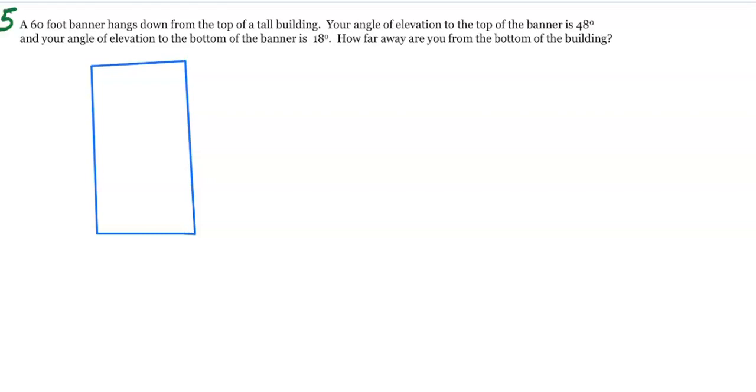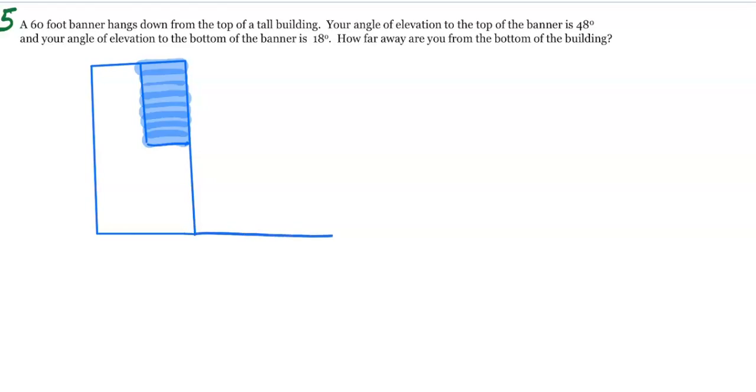Okay, and then I'm going to say here's the banner, and it's hanging down. Okay, so we'll make it a color. So let's make it a blue banner. Okay, so here's your banner hanging down. Okay, so the building is part of a right triangle. So it says your angle of elevation to the top of the banner is 48 degrees. So get yourself a triangle.